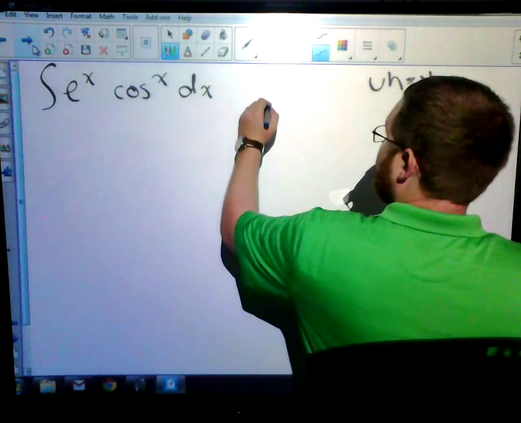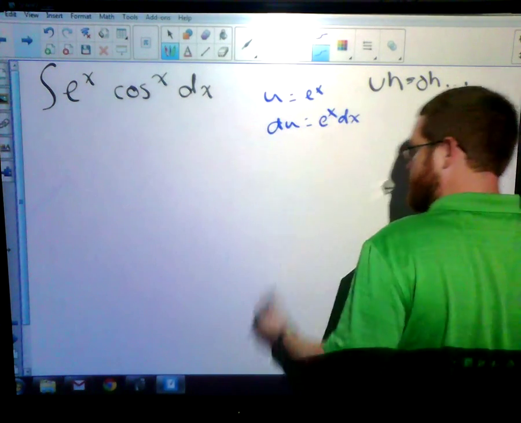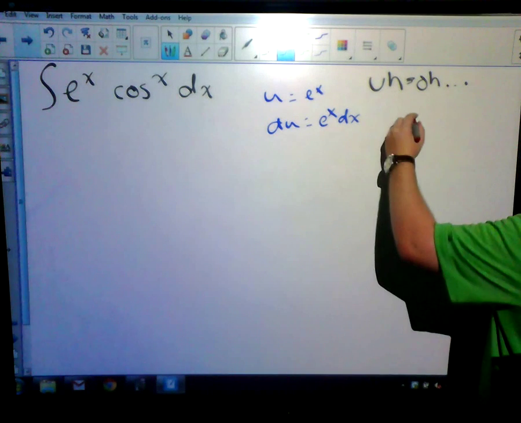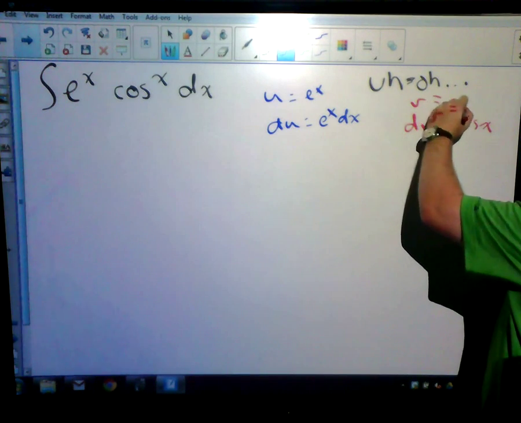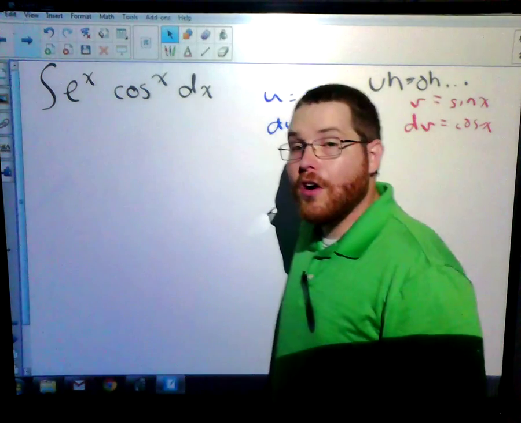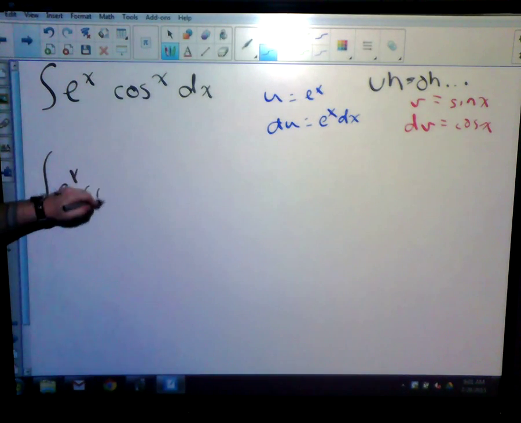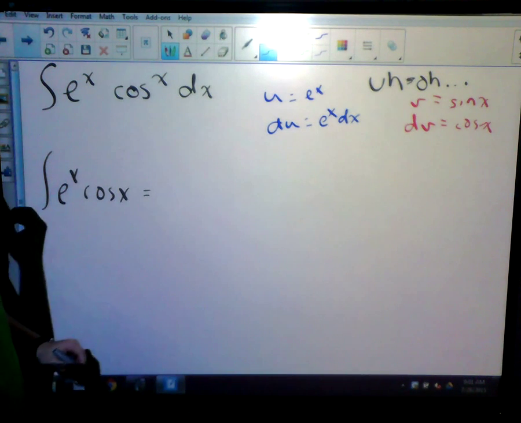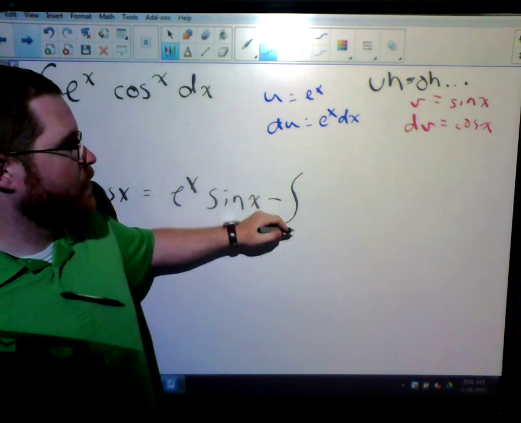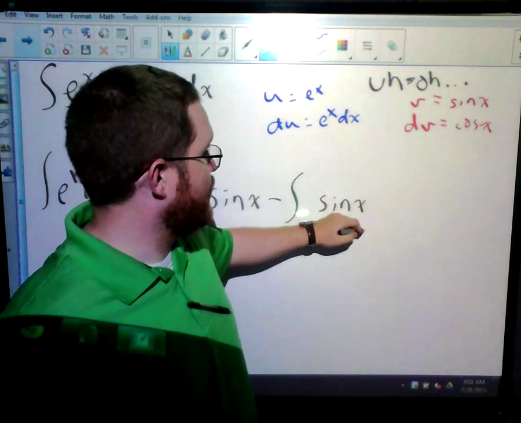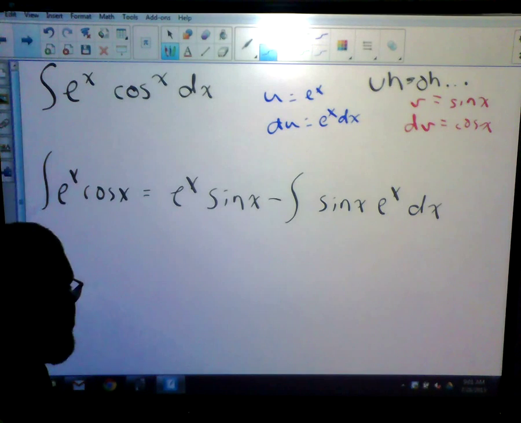So LIATE says we're going to call u e to the x, which makes du e to the x dx. So now I've got dv equals cosine x, and v equals sine x. This is long and a little confusing, so let's pay attention to what we're doing here. We've got the integral of e to the x cosine x equals uv minus the integral of v du. As expected, nothing canceled out.